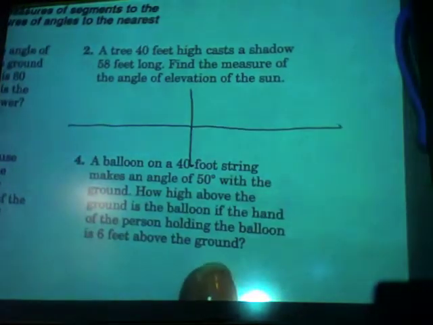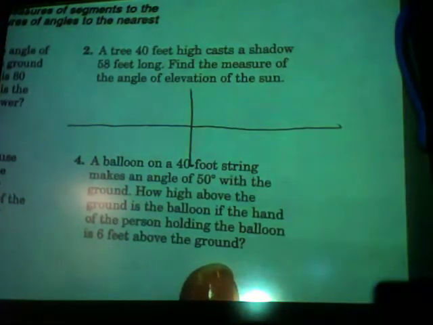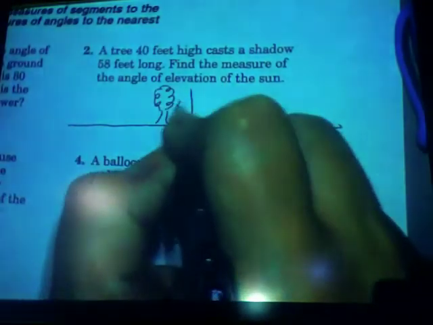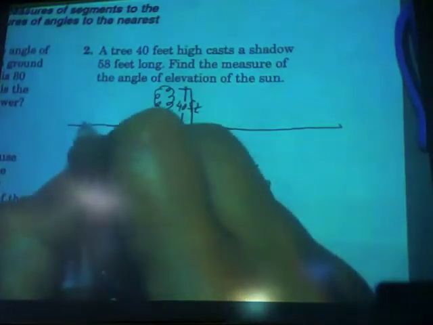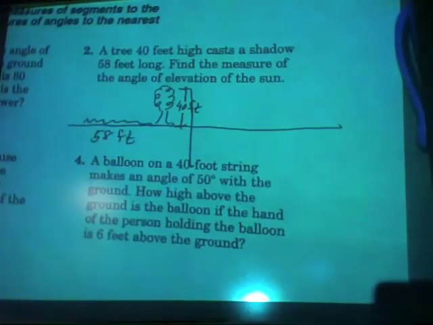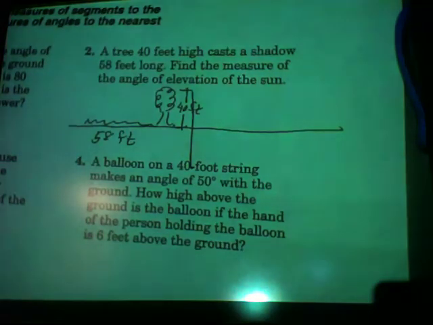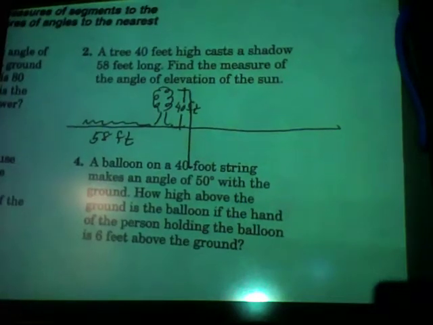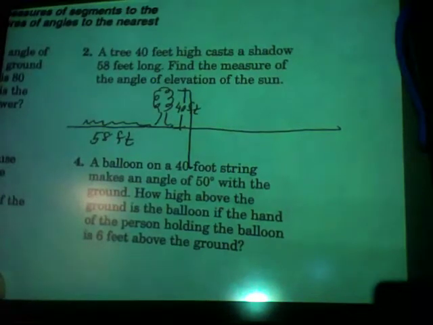Alright, so as we look at this, let's draw our picture. It says a tree 40 feet high casts a shadow 58 feet long. So here's my tree. It's 40 feet high from here to here. And here's its shadow. And this shadow is 58 feet long. Find the measure of the angle of elevation of the sun. Right?